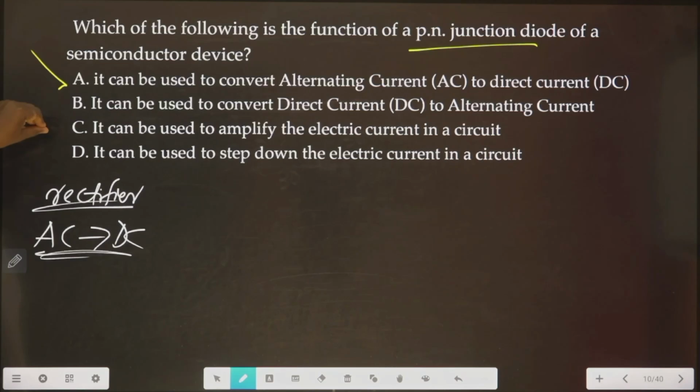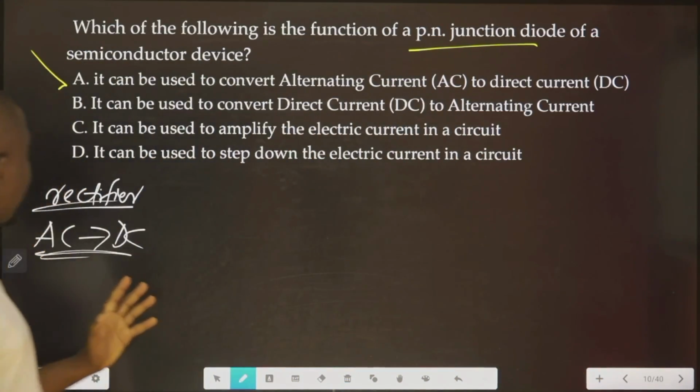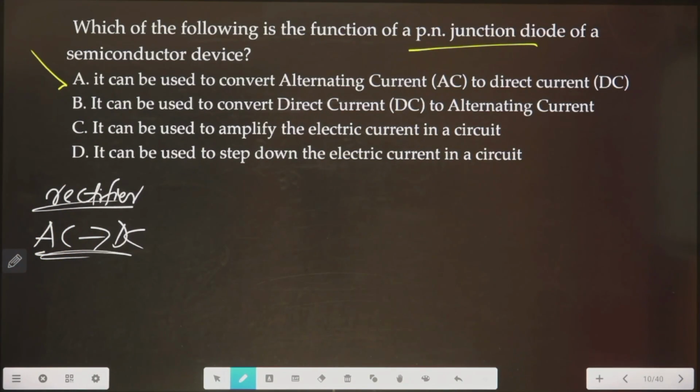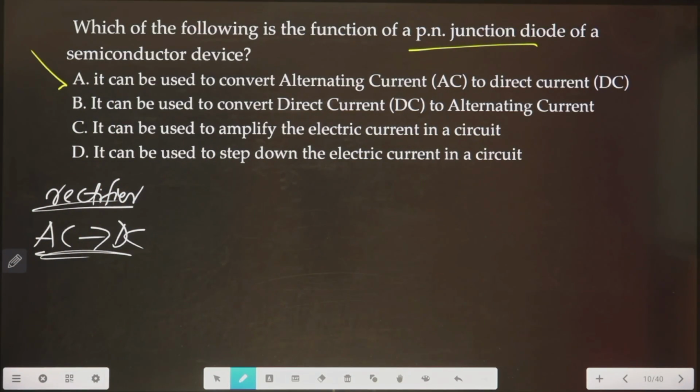All these other ones: direct to alternating, no. It can be used to amplify, no. It can be used, no. A is the answer. Okay? A is the answer. That is the work. It works like what? A rectifier. This is because the diode allows current to flow only in one direction, effectively blocking the opposite direction of flow. It blocks what? The opposite direction of flow.